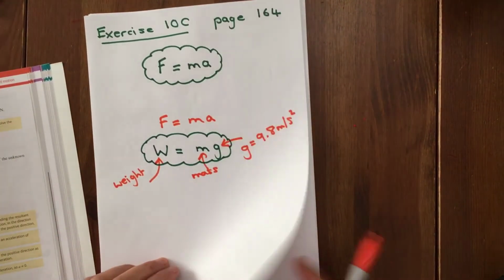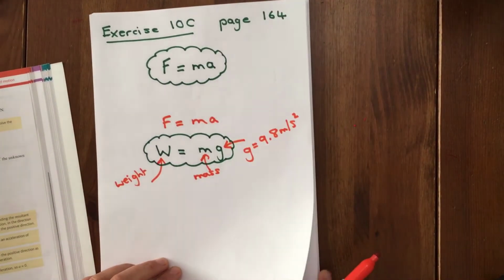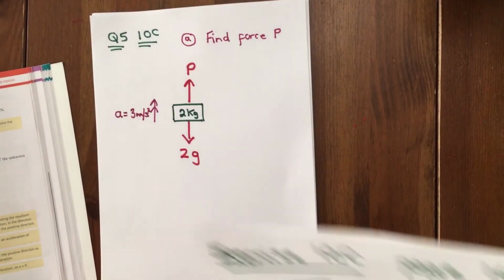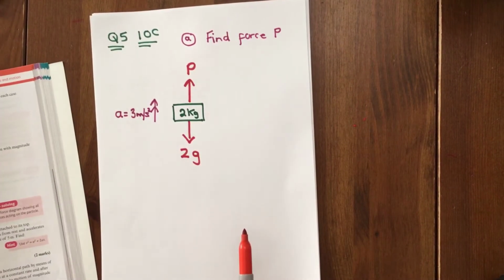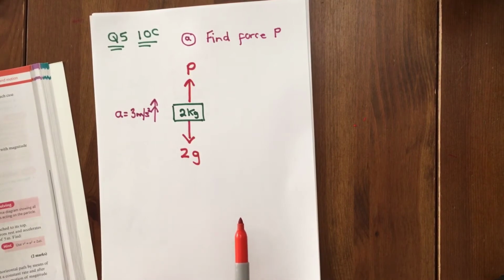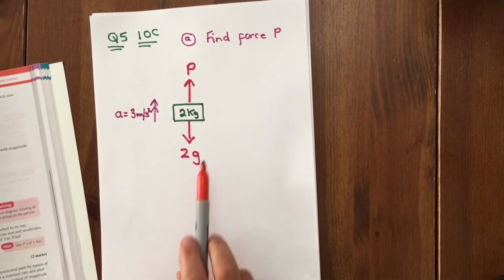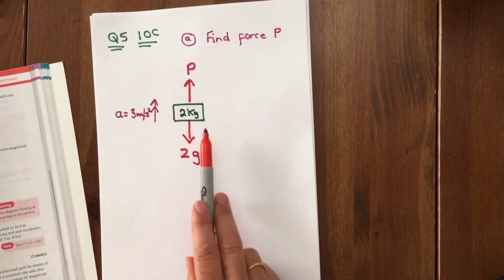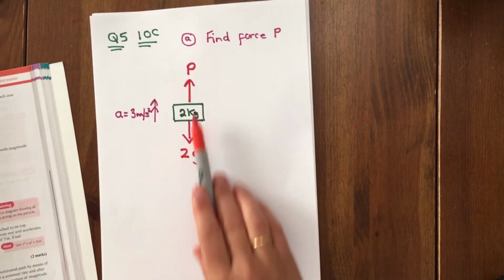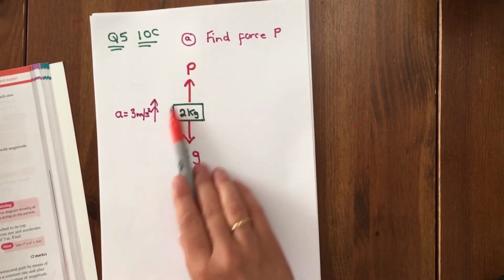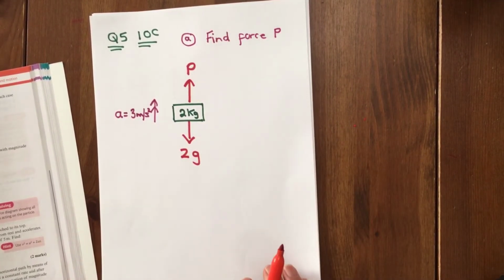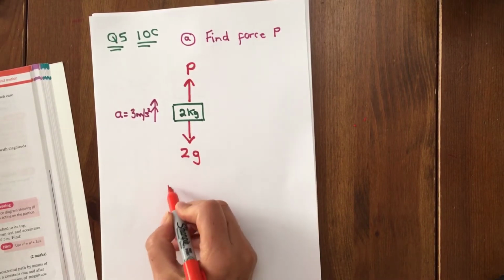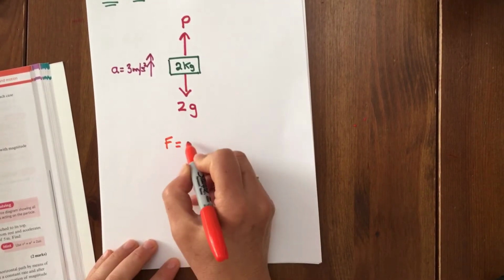Right, so let's look at an example. I'm going to go straight to question 5. Exercise 10C, and it says the forces act on the body to cause it to accelerate as shown. So the acceleration is upwards. I've got this pulling force P acting on this object of mass 2 kilograms, which is going to make it go upwards. So I always start off with my rule F equals ma.